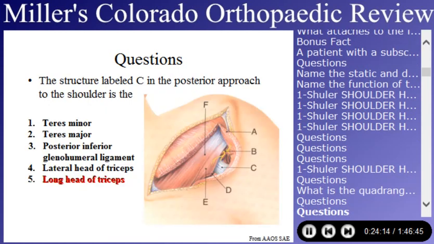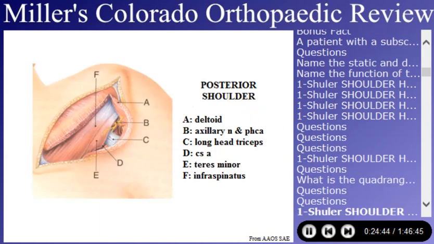Structure label C. Now, this is one of those, you remember I told you the hint where I tracked down those diagrams back to 1992? This is one of those diagrams that I think show up year in, year out. So it's good to know this one. Structure label C in the posterior approach to the shoulder is the what? It's the boundary between the quadrangular space. It's the medial boundary. Long head of the triceps. And that's also on the second page of the diagram that was the extra handout. It's on that.